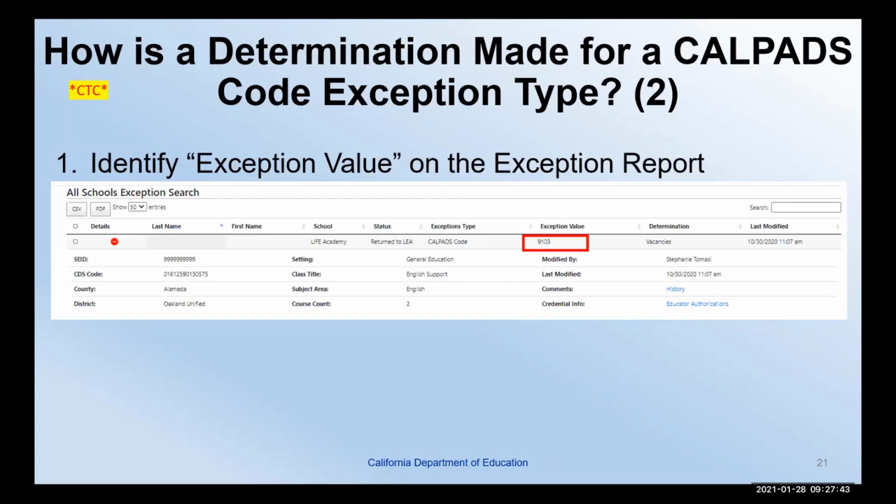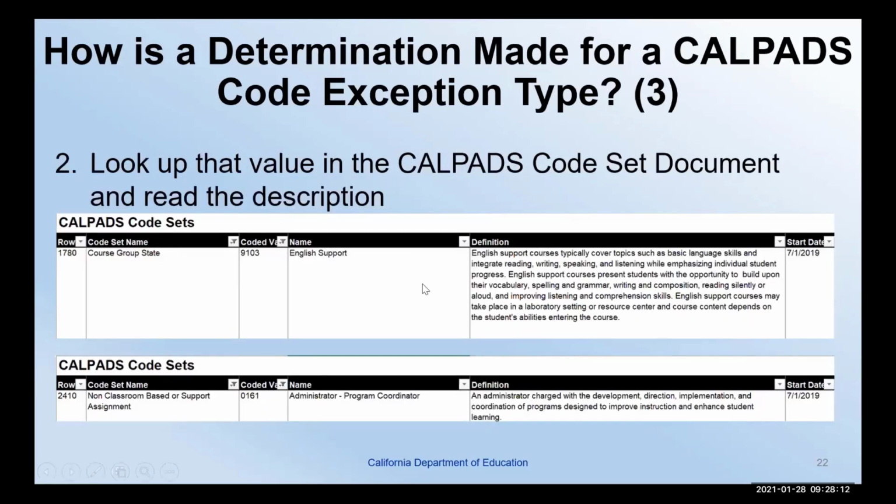So if you look at the content area of the course in the course group masters combo page, that also will give you a general indication of the subject area and the credential that the teacher should generally have. And that's just a really general rule. There are always exceptions to that. Okay, so where do you find the descriptions for that particular CALPADS exception?